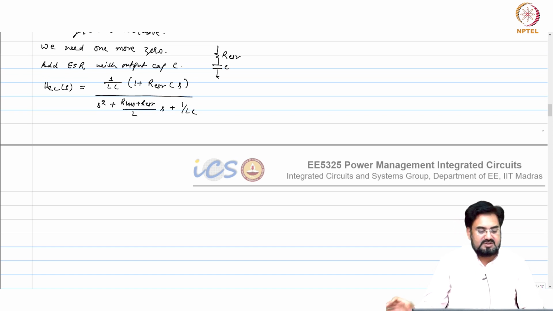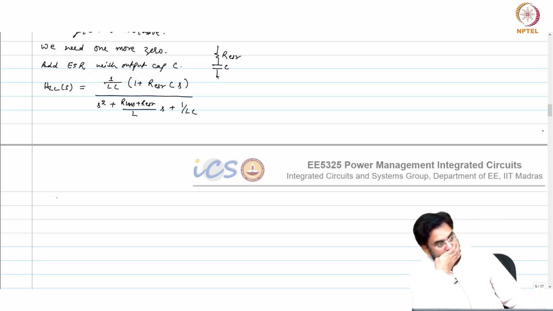So, how do we choose this 0? How much phase margin you want at UGB is one thing. But due to resonance, the phase is dropping at the resonance frequency. So one thing you have to make sure is that the 0 appears before that, so that the phase should not go to 0 actually.